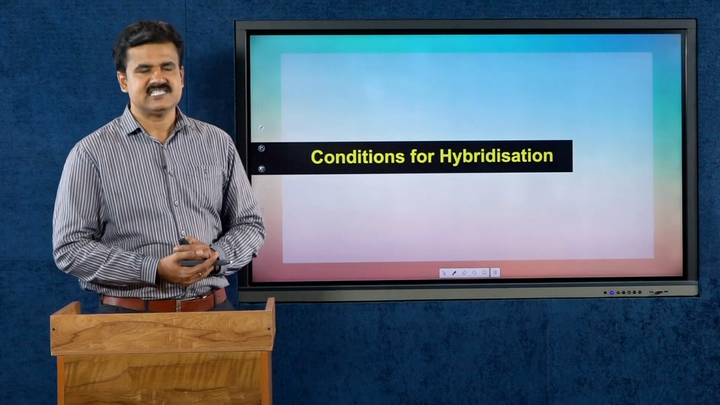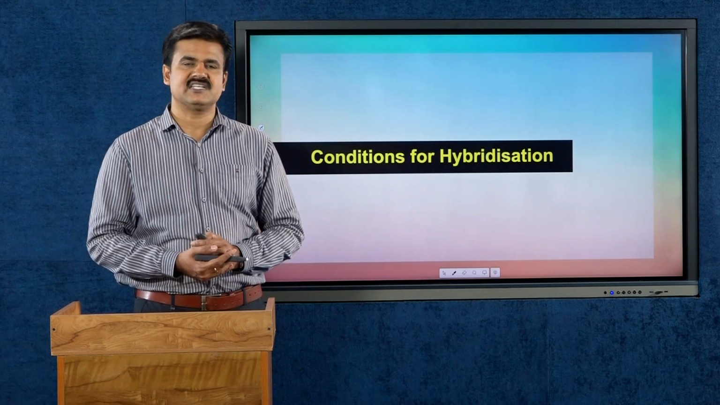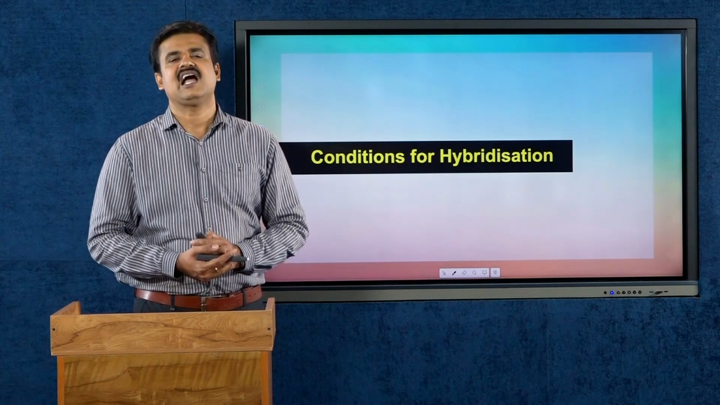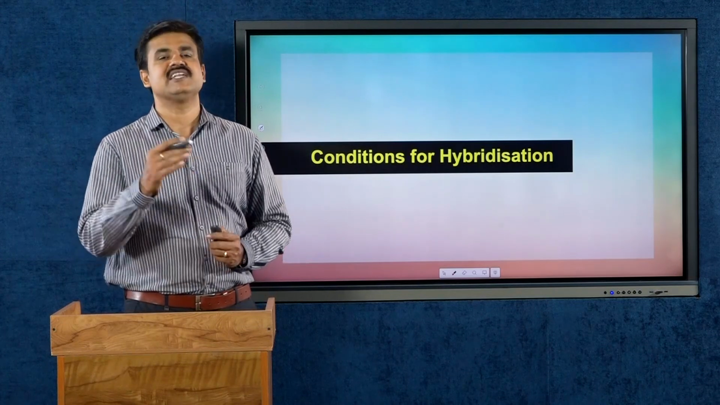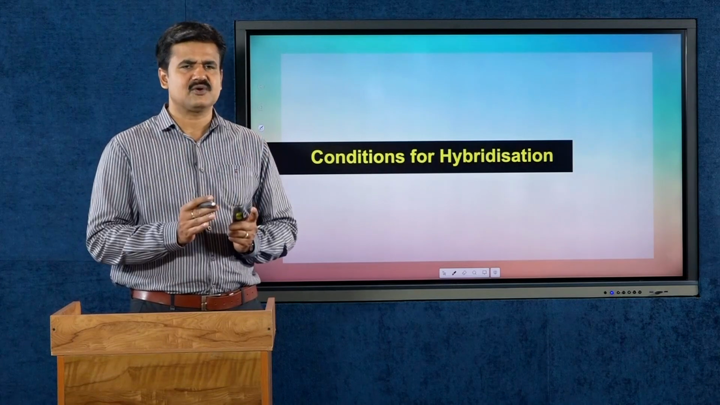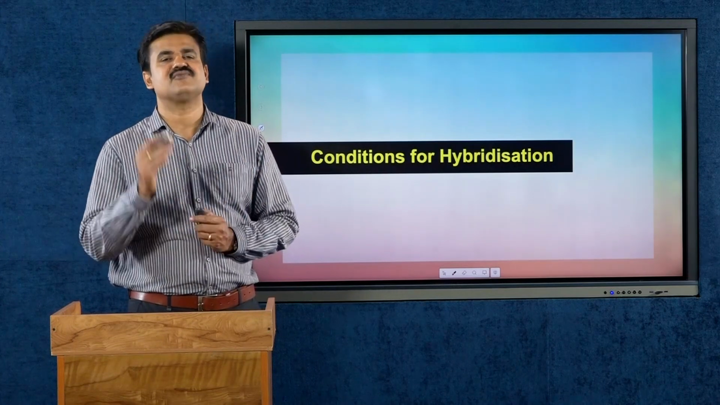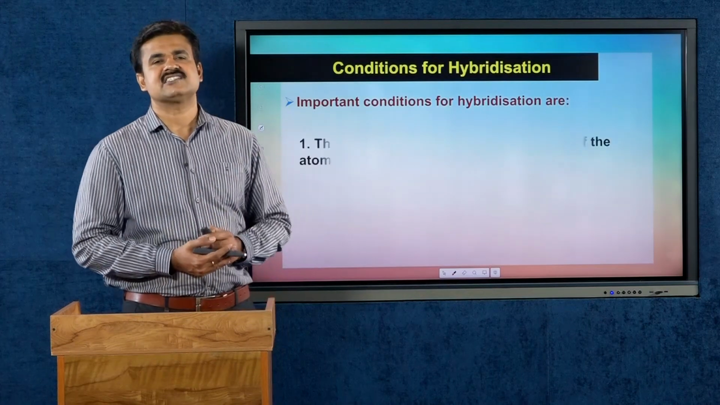Now, we are discussing conditions for hybridization. We know the definition of hybridization, that hybridization is the mixing up of atomic orbitals of nearly the same energy to get a set of orbitals having identical energy and shape. Now, we are focusing on what are the necessary conditions for a hybridization. The important conditions are described here.